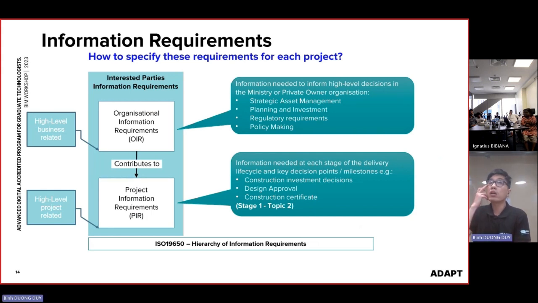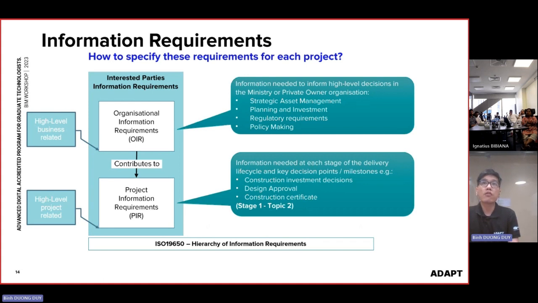So how do we build up the EIR? ER will be developed from the OIR, standing for Organizational Information Requirement. This is the high-level, business-related, very macro-level information required from ministries and private owner organizations. They will give us requirements such as strategy for asset management, what they plan and invest in this project, financial factors, regulatory requirements from governments, or policy making from the government.